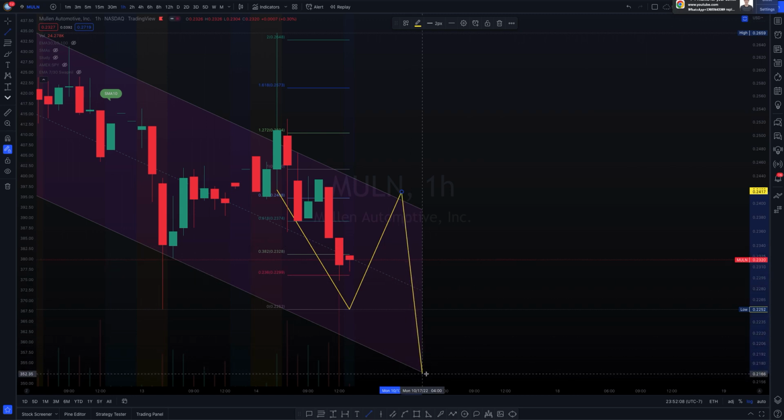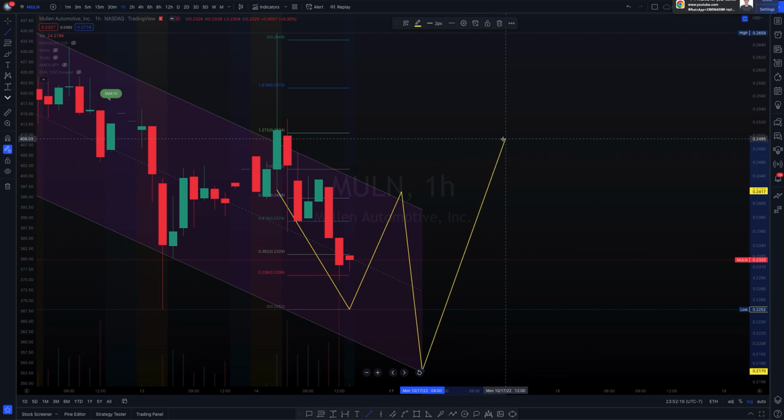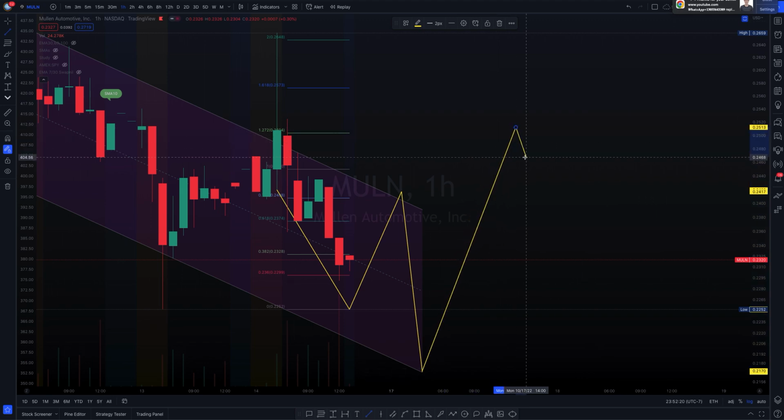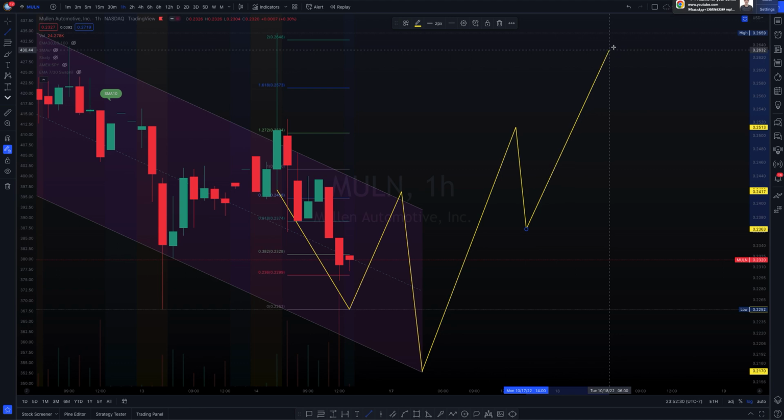We come back and for real this time touch the support bottom, creating the head. We come back out on the 4th try. We break out, right? We come back down and test the channel, the newly converted resistance into support, and then we move up. And this would essentially create an inverse head and shoulders.